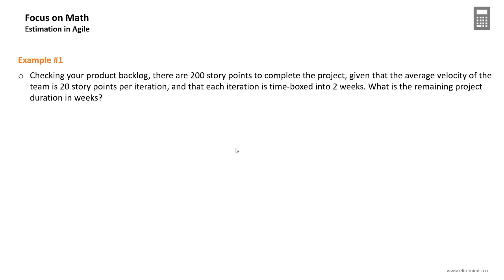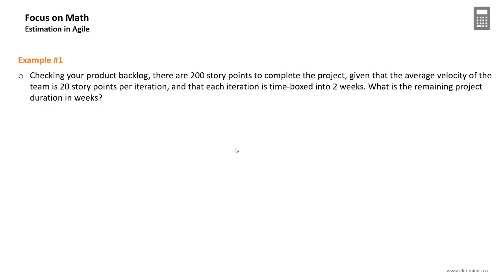An example of the velocity estimations: checking your product backlog. There are 200 story points to complete the project. Given that the average velocity of the team is 20 story points per iteration and that each iteration is time boxed into 2 weeks, what's the remaining project duration in weeks? This is how the questions will look like in the exam.